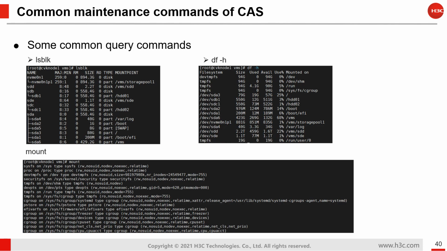Some common query commands. lsblk. We can use it to query the disk information. df -h. We can use it to query the partition disk info, such as size, usage, and mount point. And we can also run the mount command to check the disk info and the mount version. For example, we run mount on CVK host number 1. We can see sysfs on /sys, and its type is sysfs. We can see the type and the mount point.